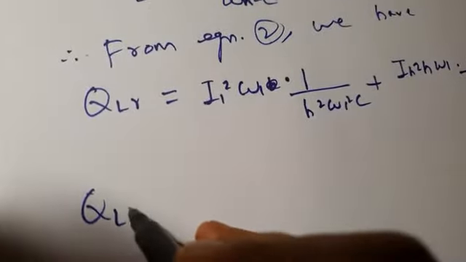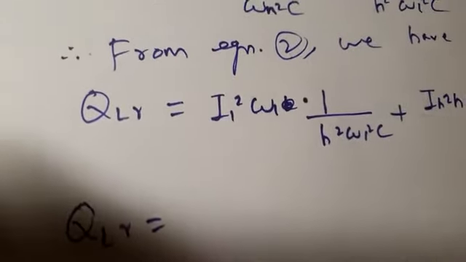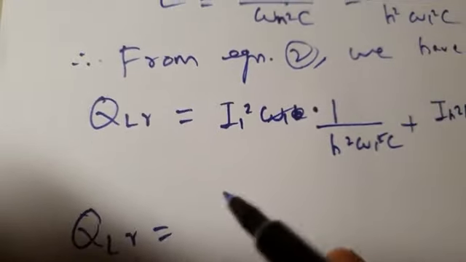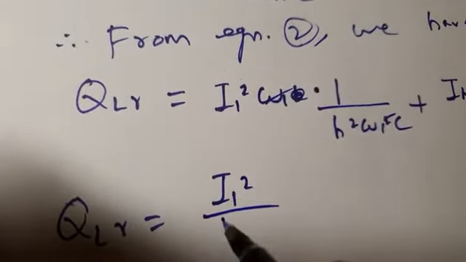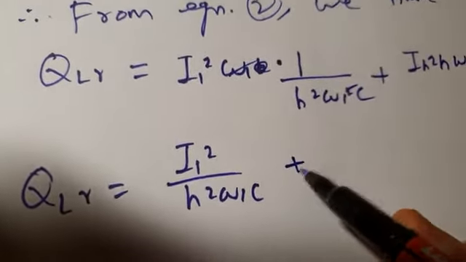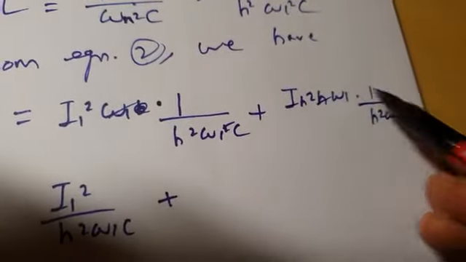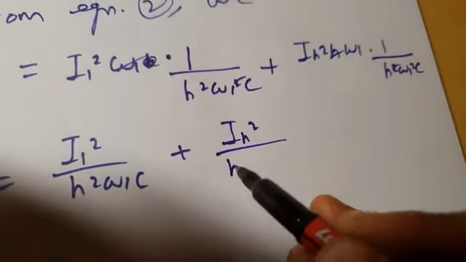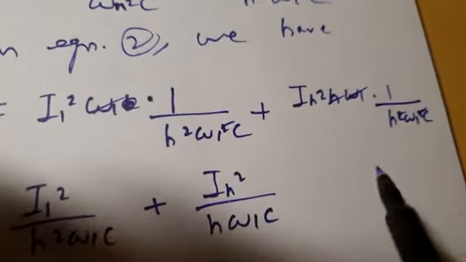Now if you further simplify it, QLR, you will find it comes out to be, see, omega 1 square goes, so I will get I1 square by h square omega 1 C plus, here h and h square go, so it is IH square by h omega 1 C. Omega 1 also cancels with omega 1 square, so it is IH square by h omega 1 C.